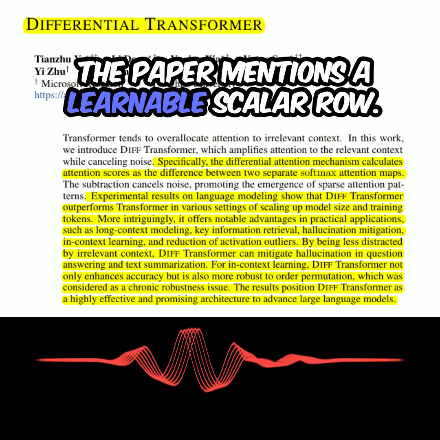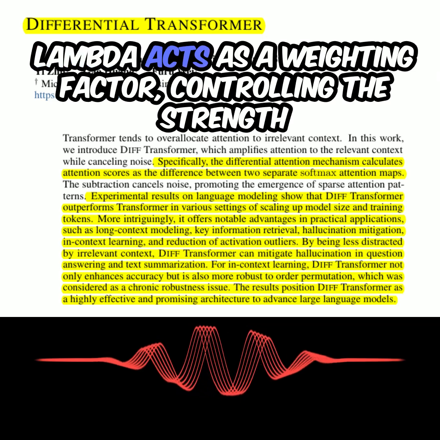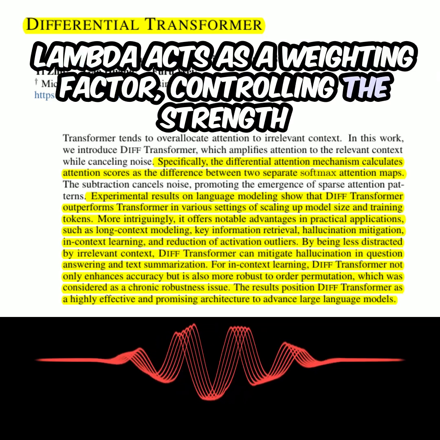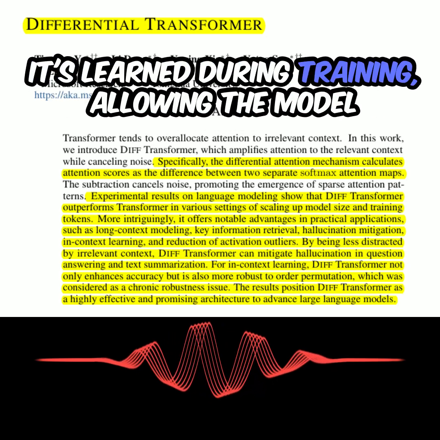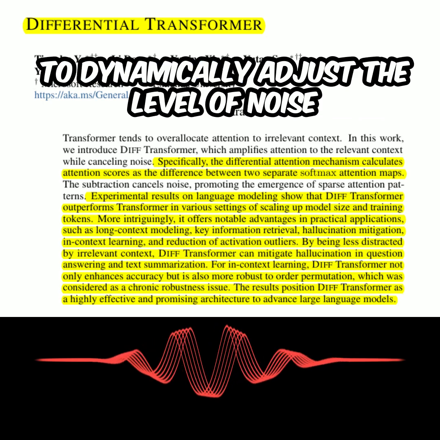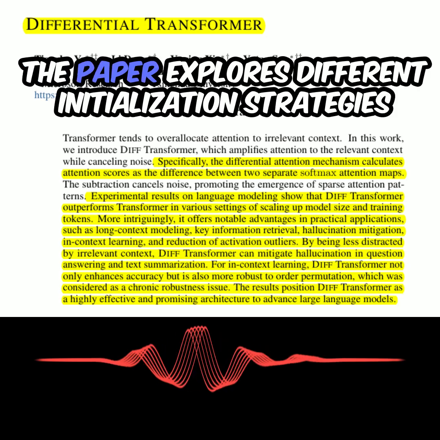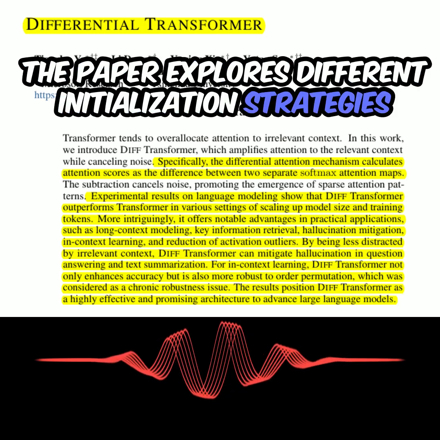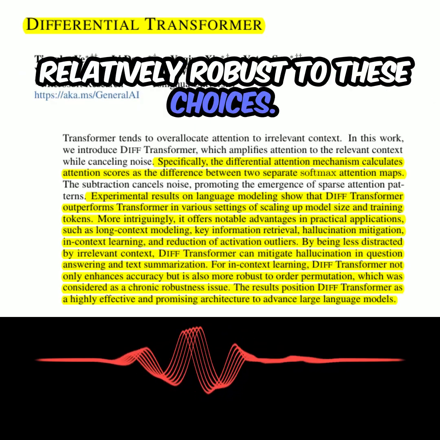The paper mentions a learnable scalar lambda. What's its role in this process? Lambda acts as a weighting factor, controlling the strength of the subtraction between the two attention maps. It's learned during training, allowing the model to dynamically adjust the level of noise cancellation based on the input data. The paper explores different initialization strategies for lambda, showing the model is relatively robust to these choices.